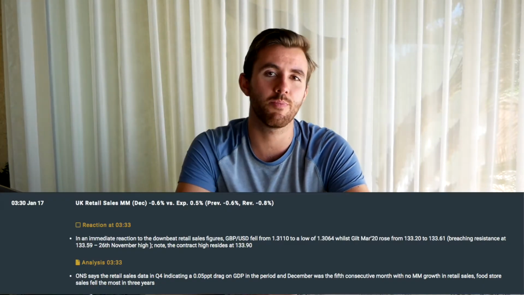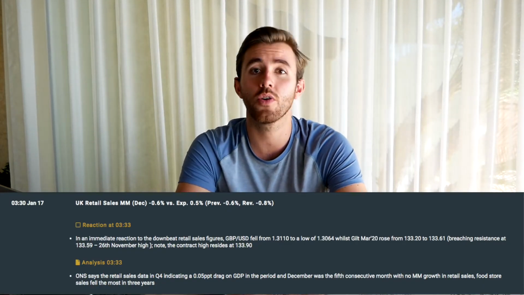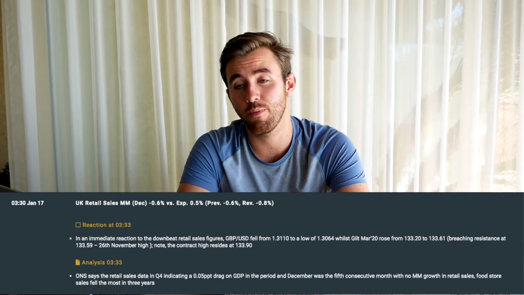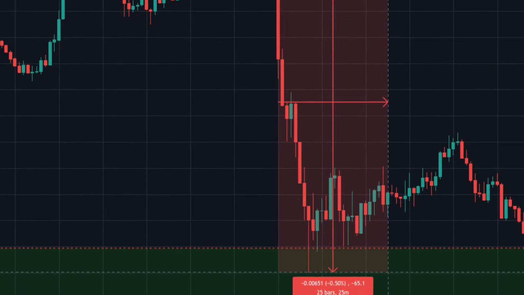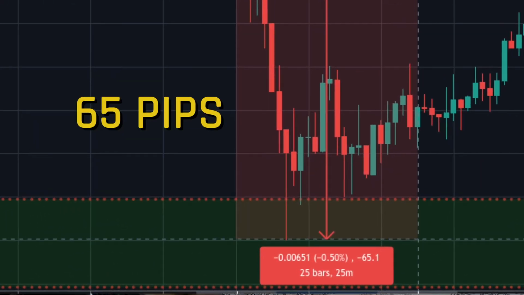On this day, on Friday, we had the final data point out of UK for the week, which was the retail sales month over month. And this report was again a disappointing one, which means another good opportunity to short the British pound. And in the exact same way as the last two trades of the week, if we would have caught it about here and we held on to it for about half an hour, we could have made in total about 65 pips.